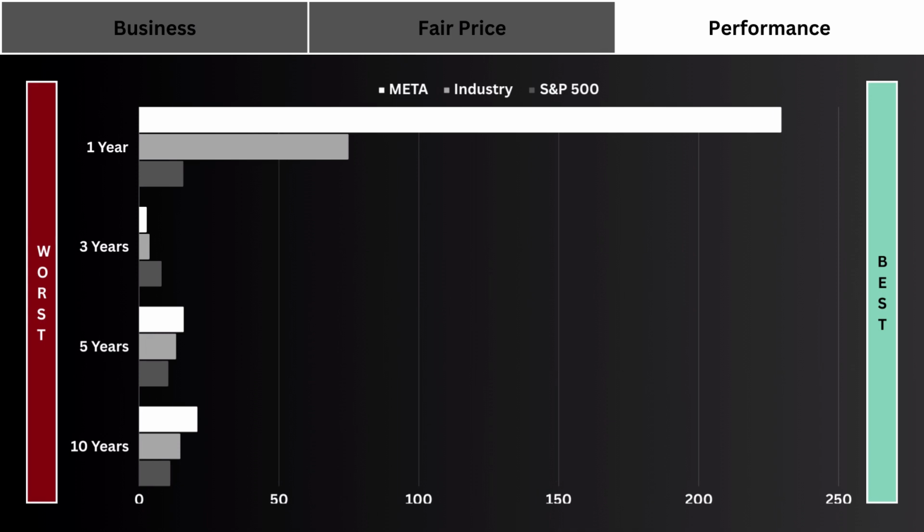Lastly, I wanted to include our company's stock performance over its 1, 3, 5, and 10 years compared with its industry and the S&P 500. This isn't included as part of my analysis, but sometimes investors look at the business and the price, while others just want to know if they're getting a return that's good enough.